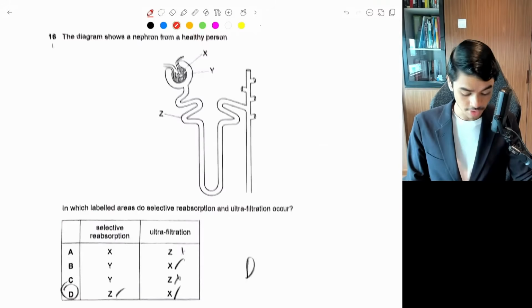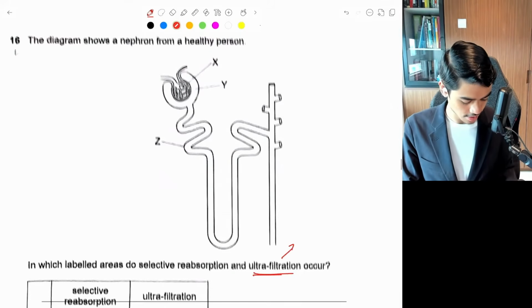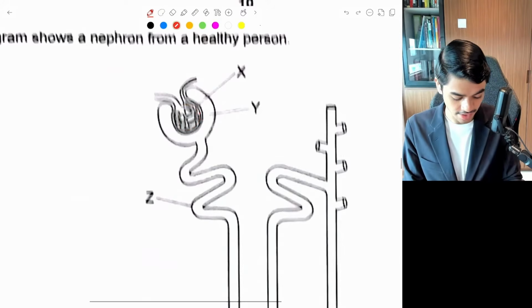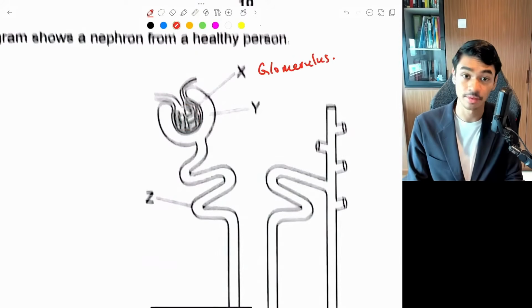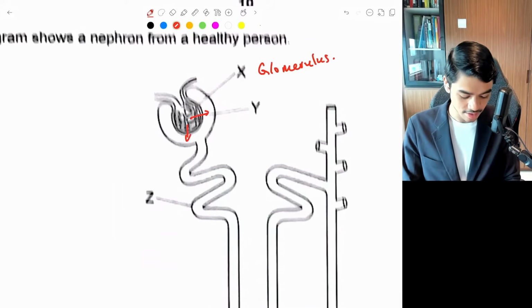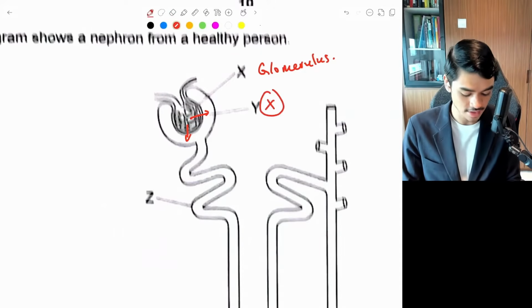Where does ultrafiltration and selective reabsorption occur? Ultrafiltration is due to high blood pressure. Where would we experience the high blood pressure? It is the glomerulus, which is X. This is where it experiences the high blood pressure, and therefore ultrafiltration happens here. You could say it's in between X and Y, but does it happen at Y? I think no, we cannot say that. So it does not happen at the Bowman's capsule.